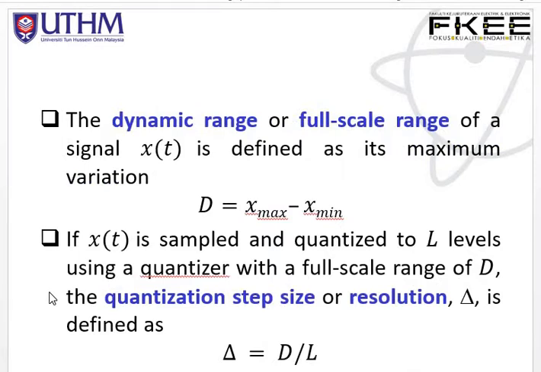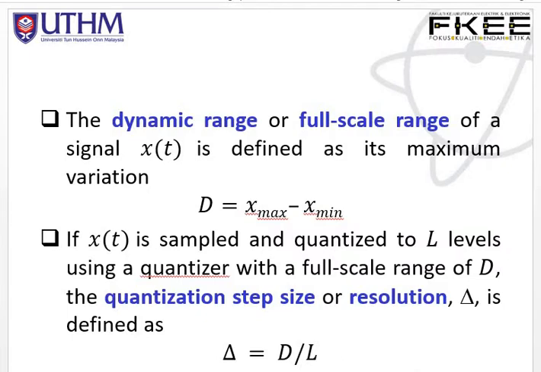Next is the dynamic range. We need to know the dynamic range because we can determine the maximum and the minimum. The dynamic range D is equal to X maximum divided by X minimum. If x(t) is sampled and quantized to L levels using a quantizer with full scale range of D, the quantization step is defined as D over L. You need to remember this formula, later you will use it to solve the question. This dynamic range is expressed in dB. So if I have a 16-bit quantizer, the dynamic range is 20 log 2 to the power of 16, which is equivalent to 96 dB.